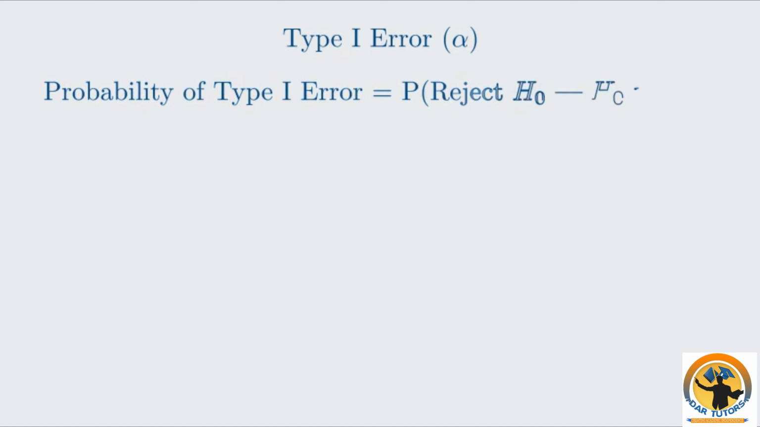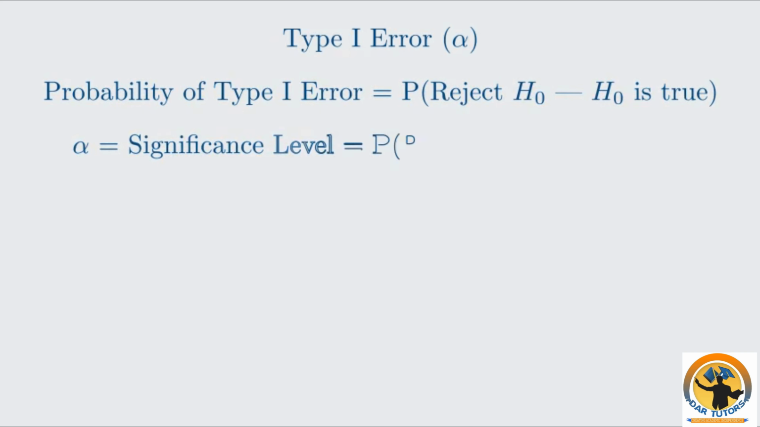The first is a type 1 error. A type 1 error occurs when we reject the null hypothesis, H0, when it is actually true. Think of it as a false positive. We conclude there is a significant effect, when in reality there isn't. The probability of making a type 1 error is called the significance level, denoted by the Greek letter alpha. We write this probability as alpha equals P of rejecting H0, given that H0 is true. So, alpha is the significance level of our test.